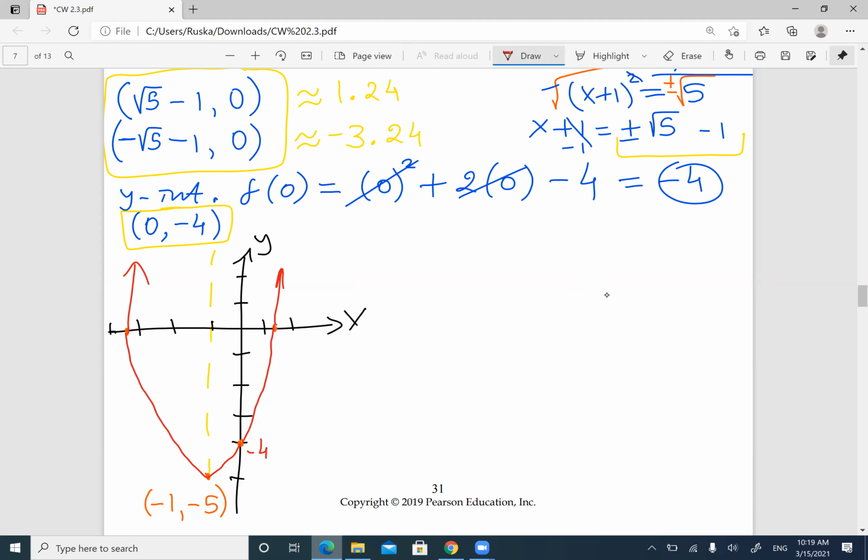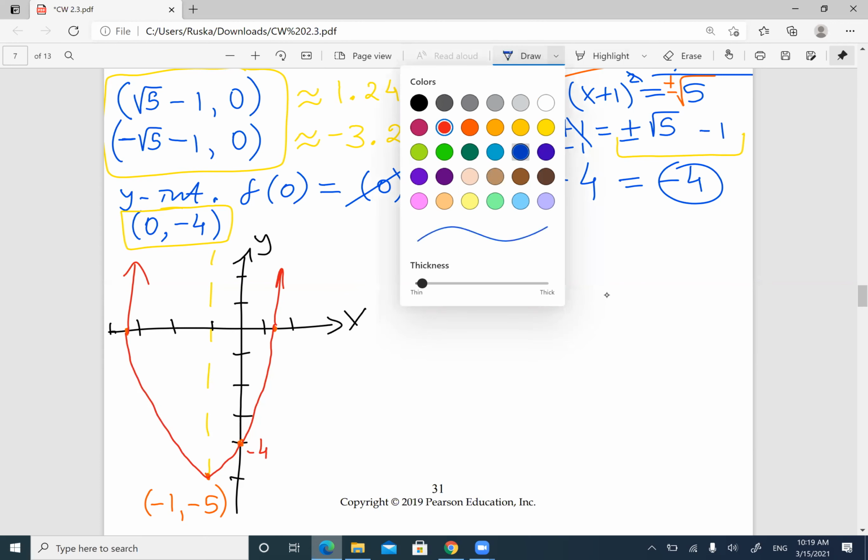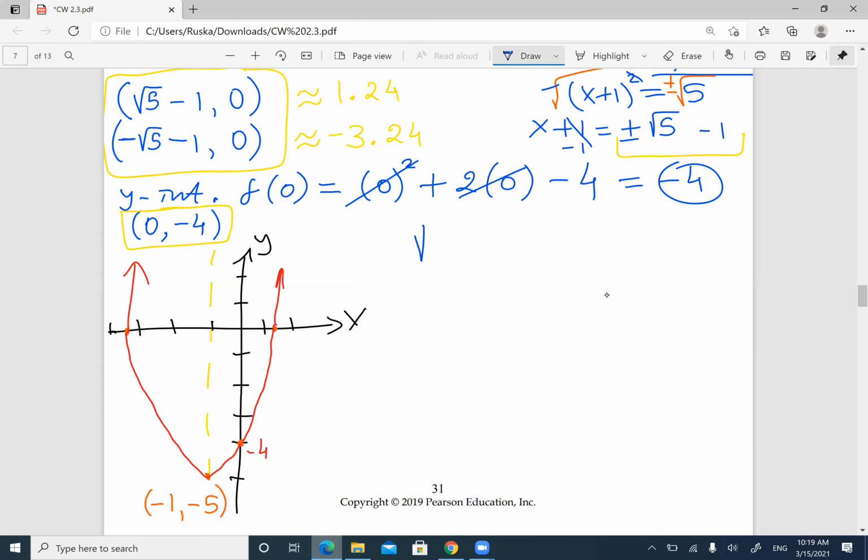And then you have at 1 point something, -3 point something, okay? So this is my graph. Now let's write the range and the increasing and decreasing. So what is the range?